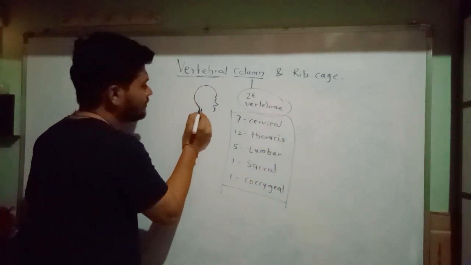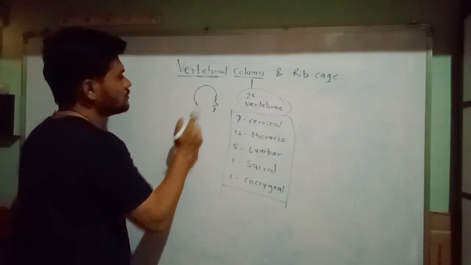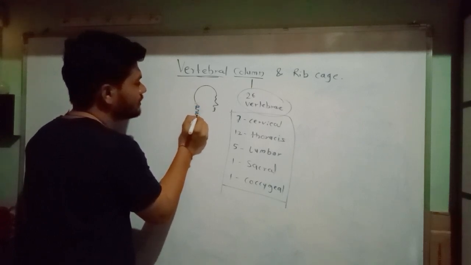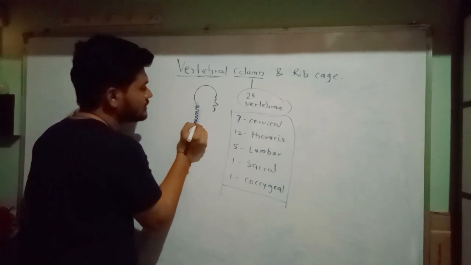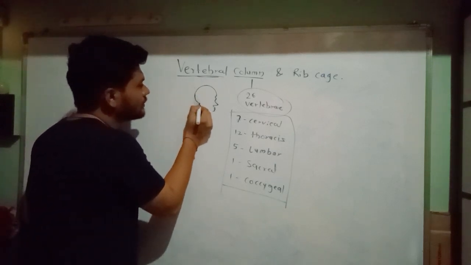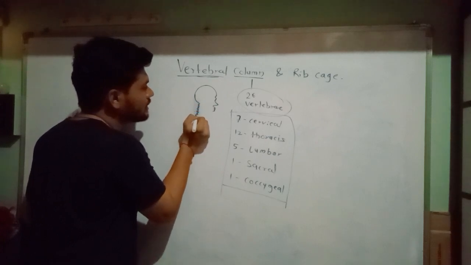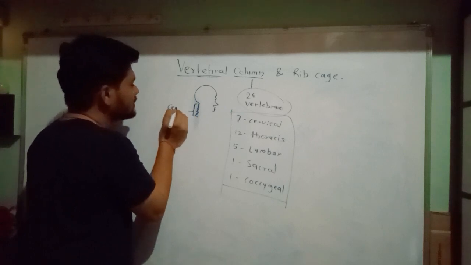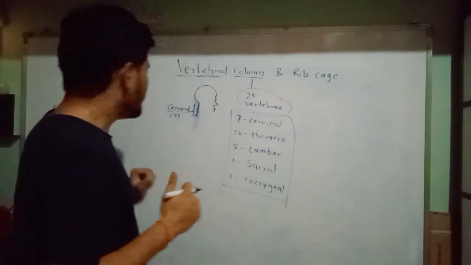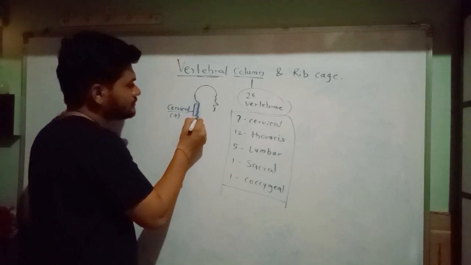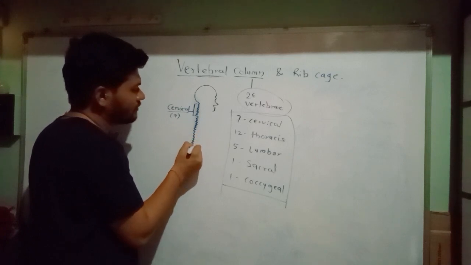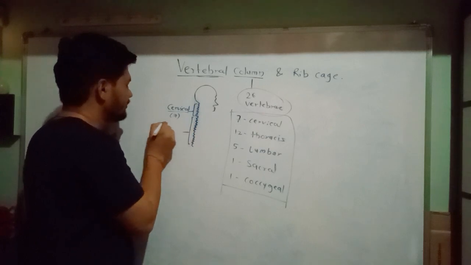Cervical vertebrae are present in your neck region. Suppose these are two occipital condyles. Here there will be the first vertebra, second, third, fourth, fifth, sixth, seventh. 7 vertebrae are present in your cervical region: 1, 2, 3, 4, 5, 6, 7. These 7 are the cervical vertebrae, present in your neck region. Then there are the thoracic vertebrae: 1, 2, 3, 4, 5, 6, 7, 8, 9, 10, 11, 12. 12 are thoracic vertebrae.